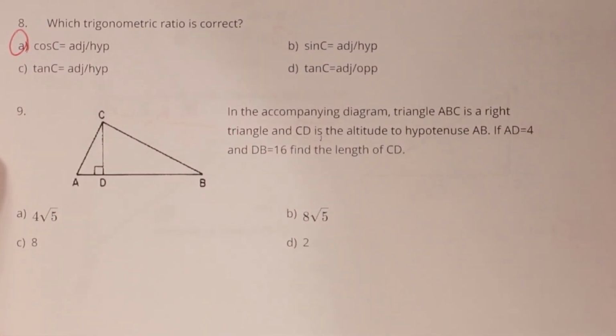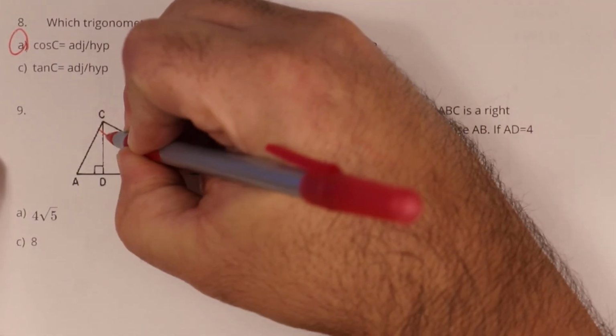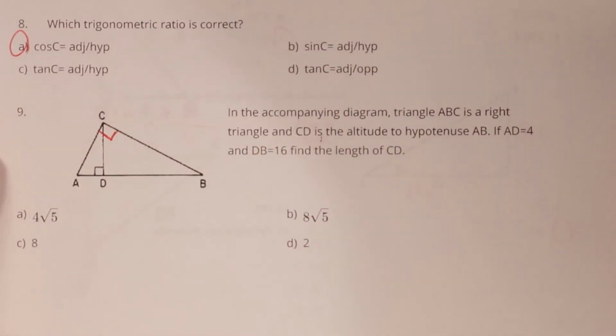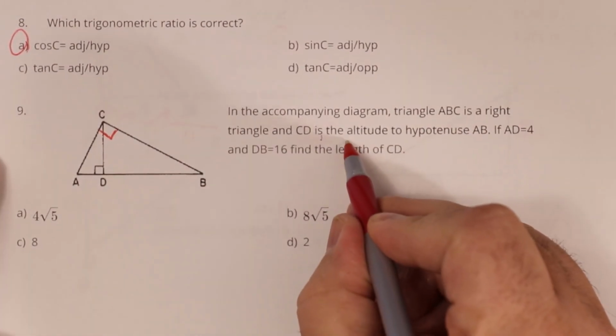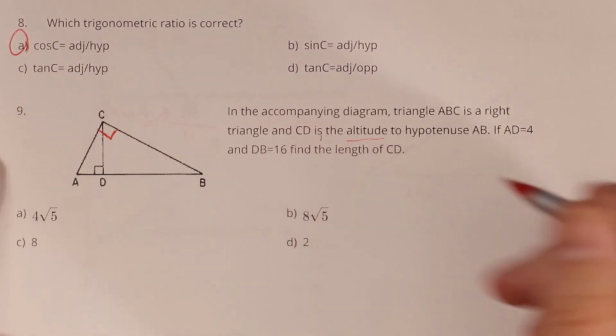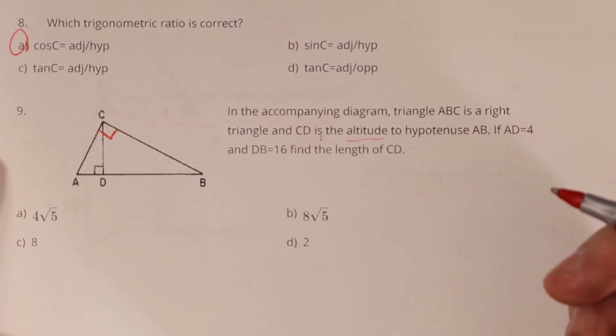Number 9, it says in the accompanying diagram, triangle ABC is a right triangle. So that means even though it's not in the drawing, this is a right angle up here. And CD is the altitude. So because it has an altitude in it, that's how you know this problem is going to be geometric mean.